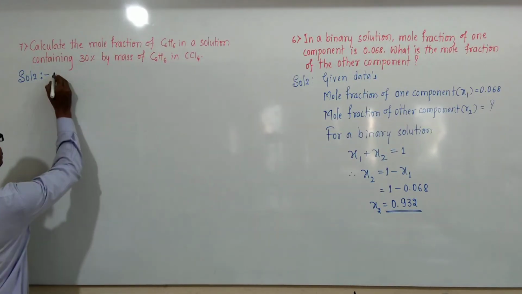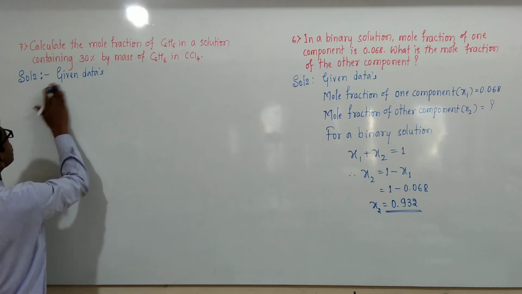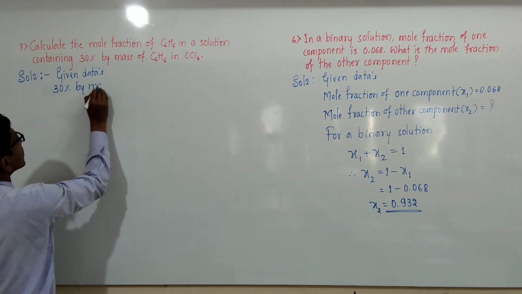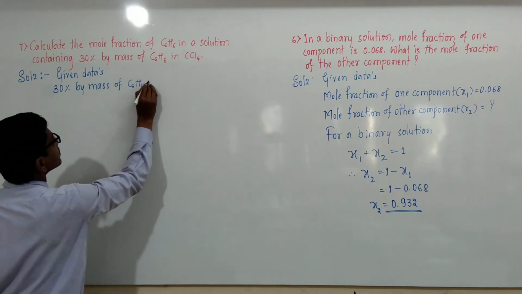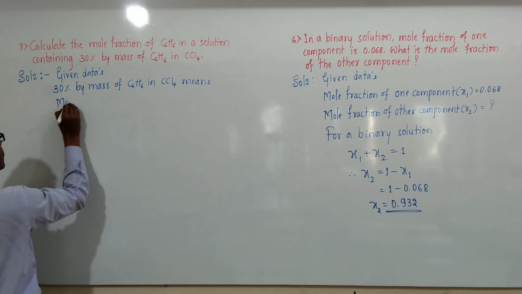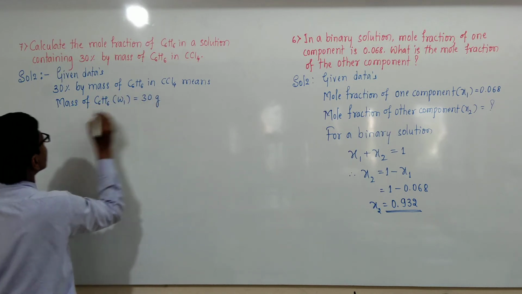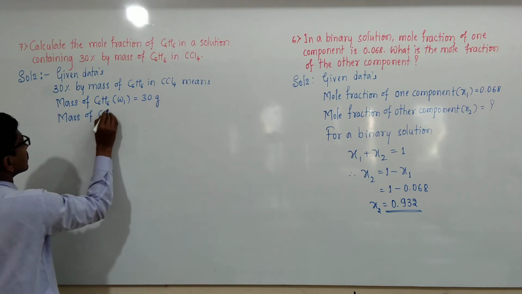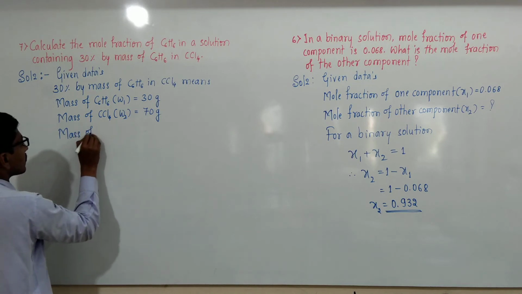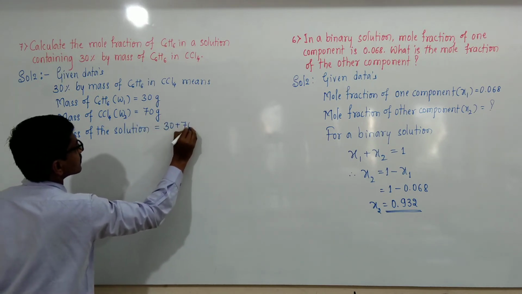Given data: 30% by mass of C6H6 in CCl4 means mass of C6H6, that is W1, is equal to 30 gram, and mass of CCl4, that is W2, is 70 gram, and mass of the solution is equal to 30 plus 70, 100 gram.